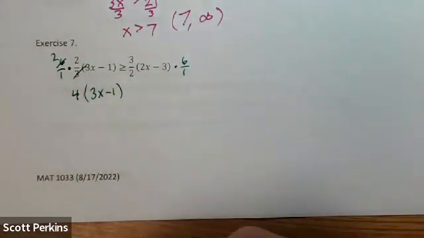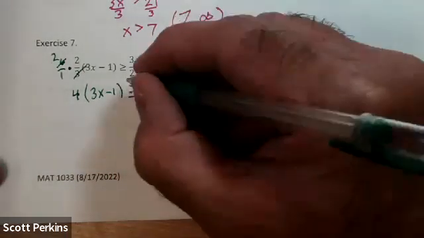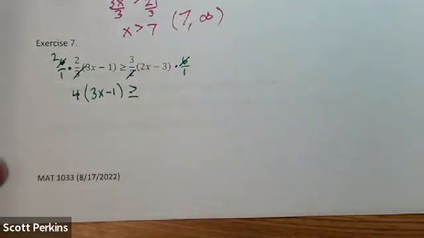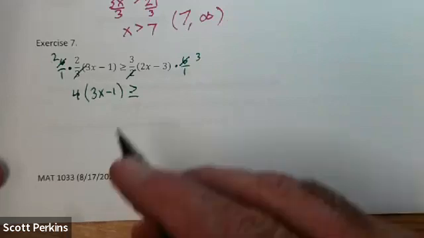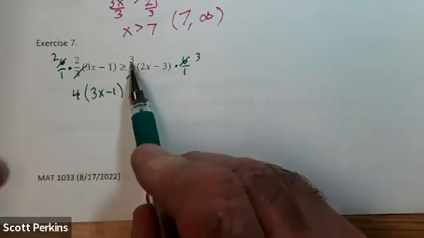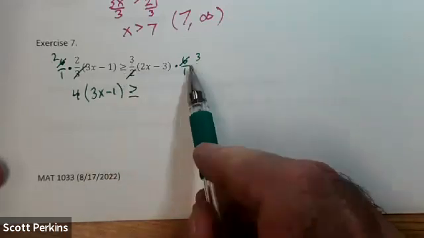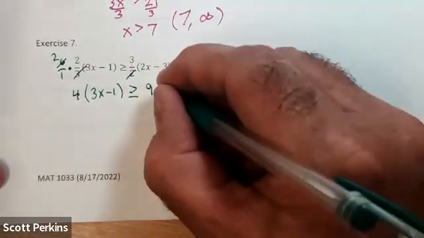Did I multiply by a negative? Nope. So I keep the sign greater than or equal to. And then on the other side, 2 goes into 6 how many times? 3 times. So what's the number in front of the parentheses here? There's the 3 from the fraction times the 3 that's left over. That is going to be 9.